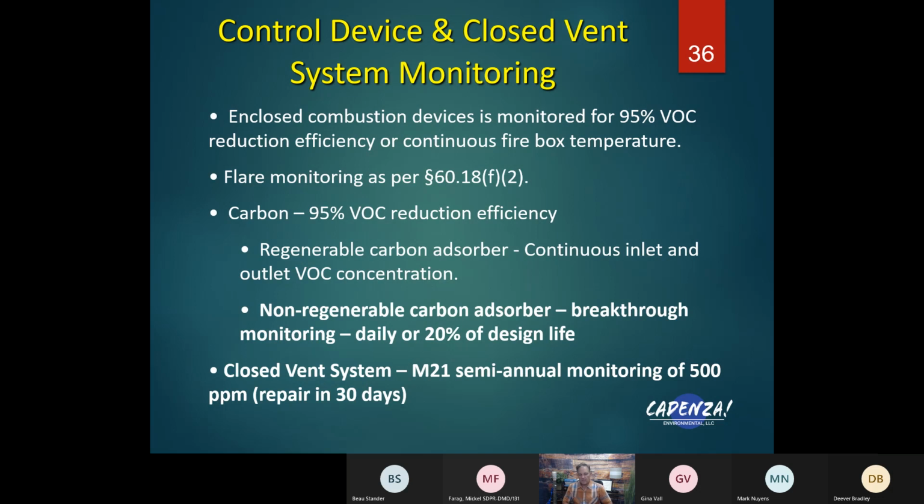Closed vent system, using Method 21. This is one of the only places where Method 21 is actually required in the regulation. Semi-annual monitoring to make sure that you don't have any leaks that are above 500 parts per million. Again, that's on the closed vent system. That would be on a fixed roof cover, for example, that's going to a control device. So that does require Method 21 inspections.